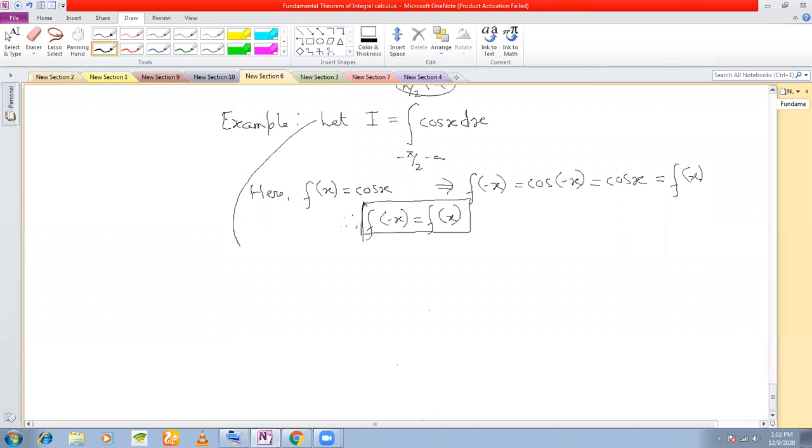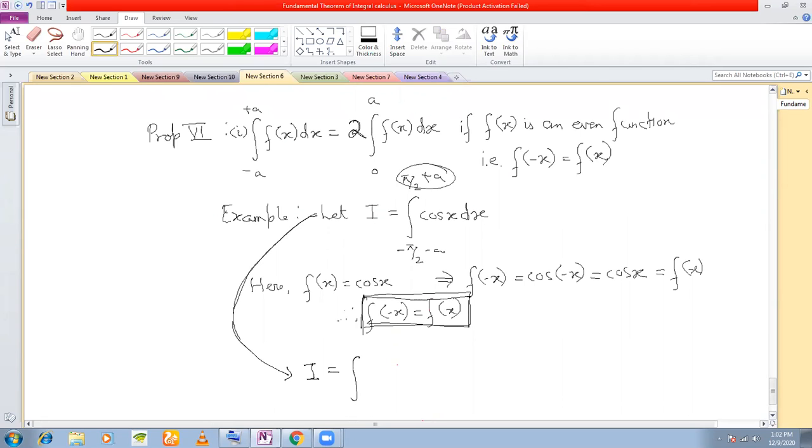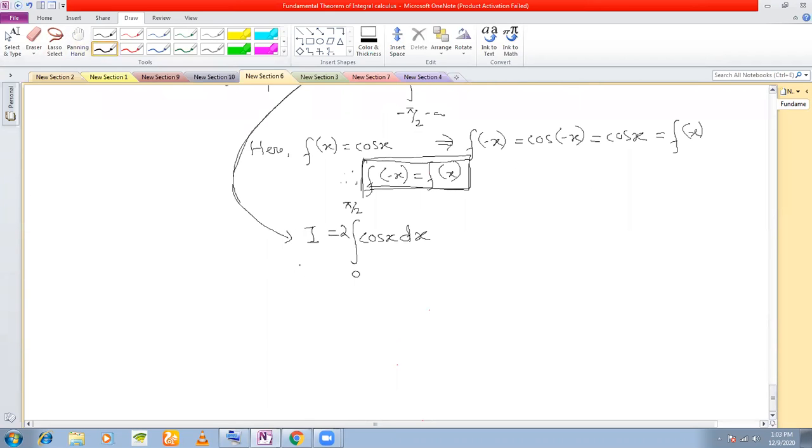Once I see that it is an even function, once I've shown f of minus x is equal to f(x), then from here I can write I is equal to twice the integral. See what is the result here? Minus a to a is equal to twice, right? There's a 2. So now I can write, what is the value of a here? The value of a here is pi by 2, right? So now I can write twice the integral from 0 to pi by 2 of cos x dx. Now it becomes a little easier to evaluate. And now you proceed with the fundamental theorem, no problem. Clear now?